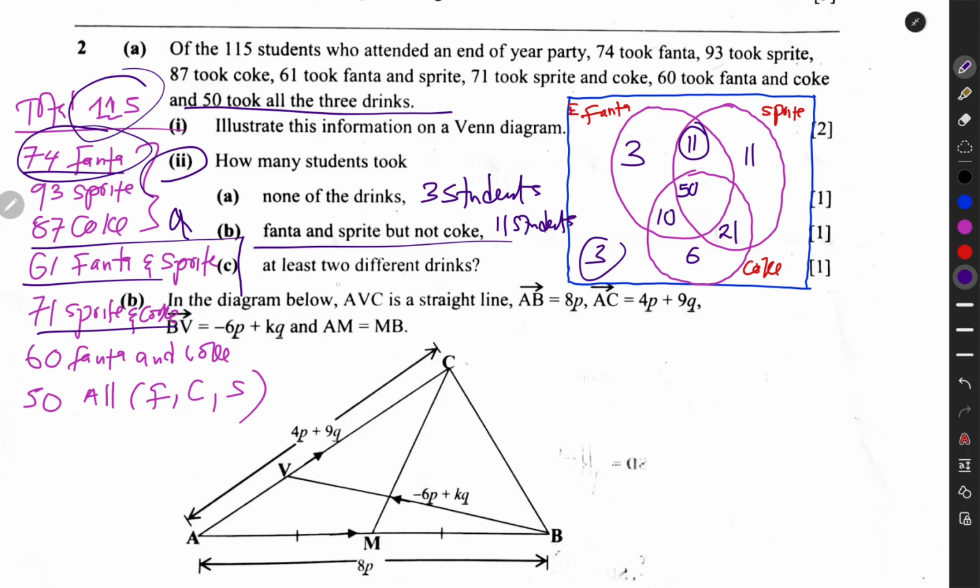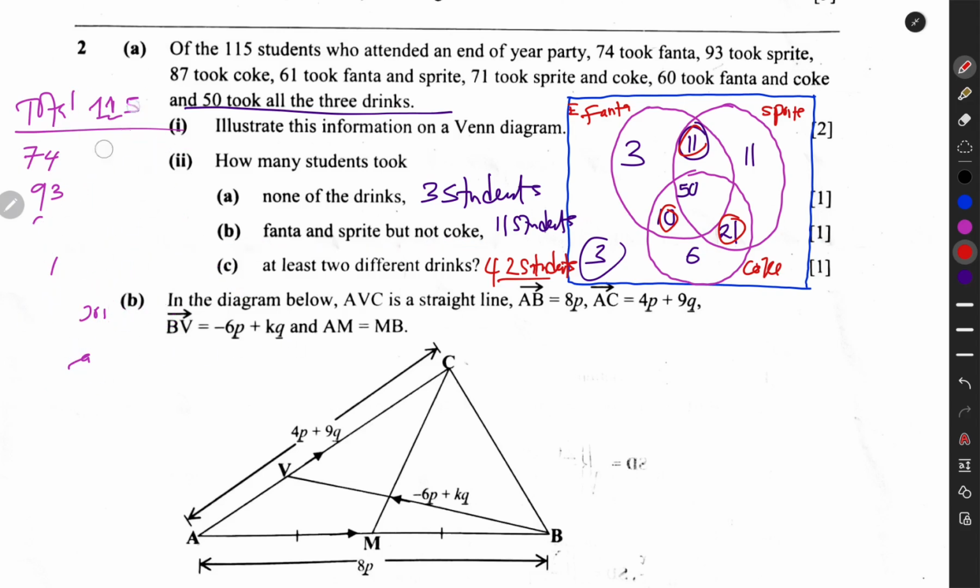Then at least 2 different drinks. For at least 2 different drinks, we are looking at the intersection of at least 2 sets. This and that. So 11 plus 10 is 21, plus 21, which is 42 students. That is how you simply look at it. So at least 2, you look at the intersections. Okay, so that is it about the question on sets, and I guess you followed.